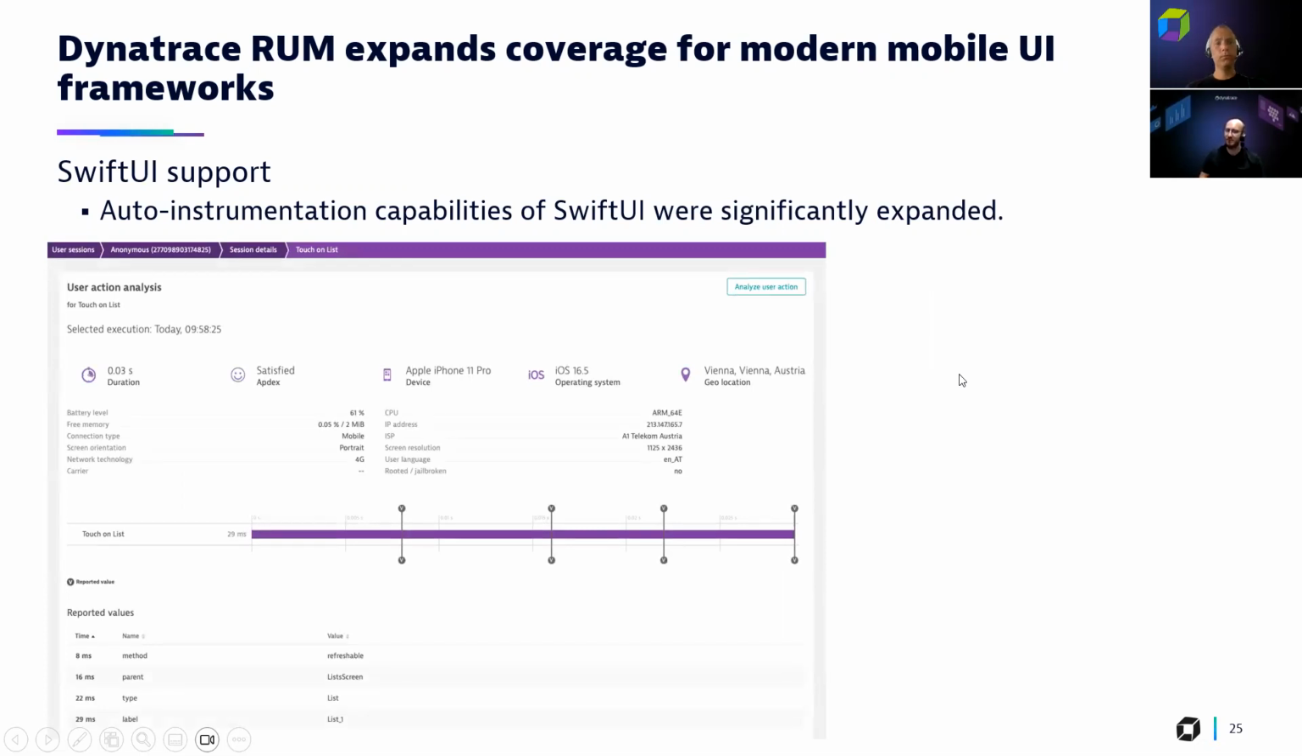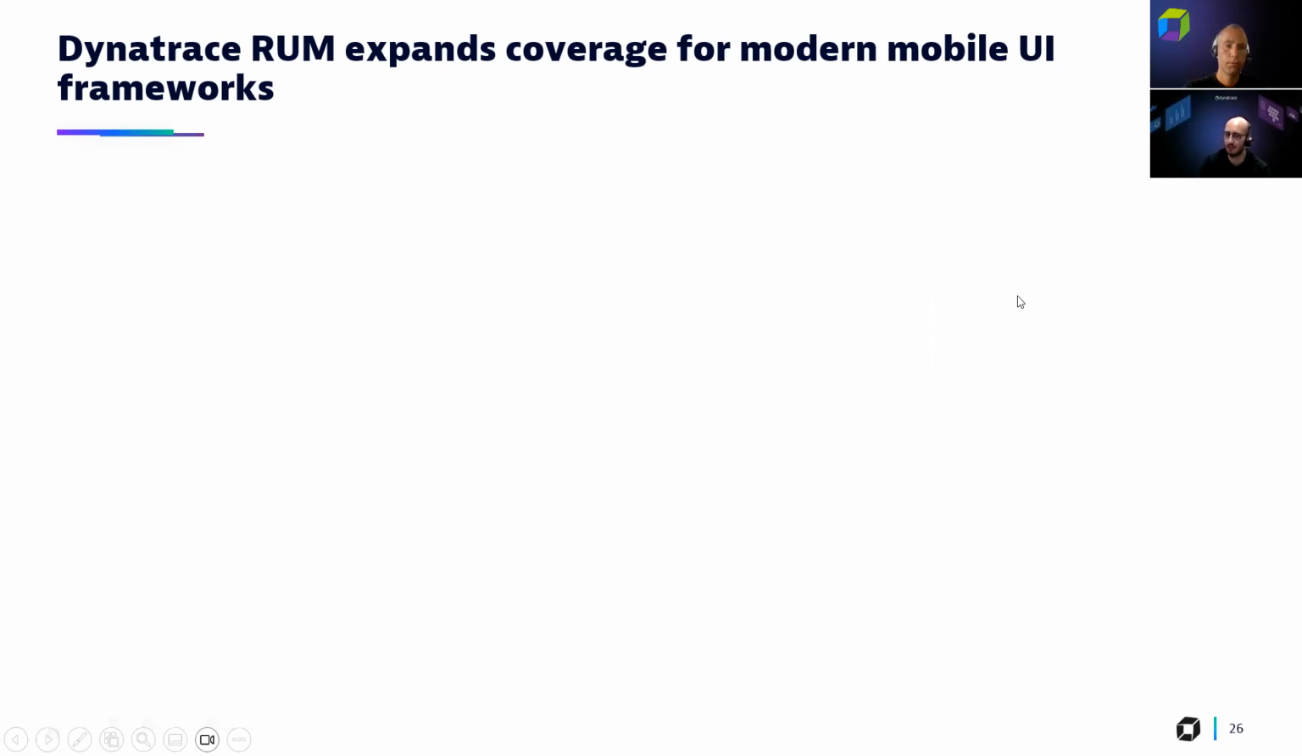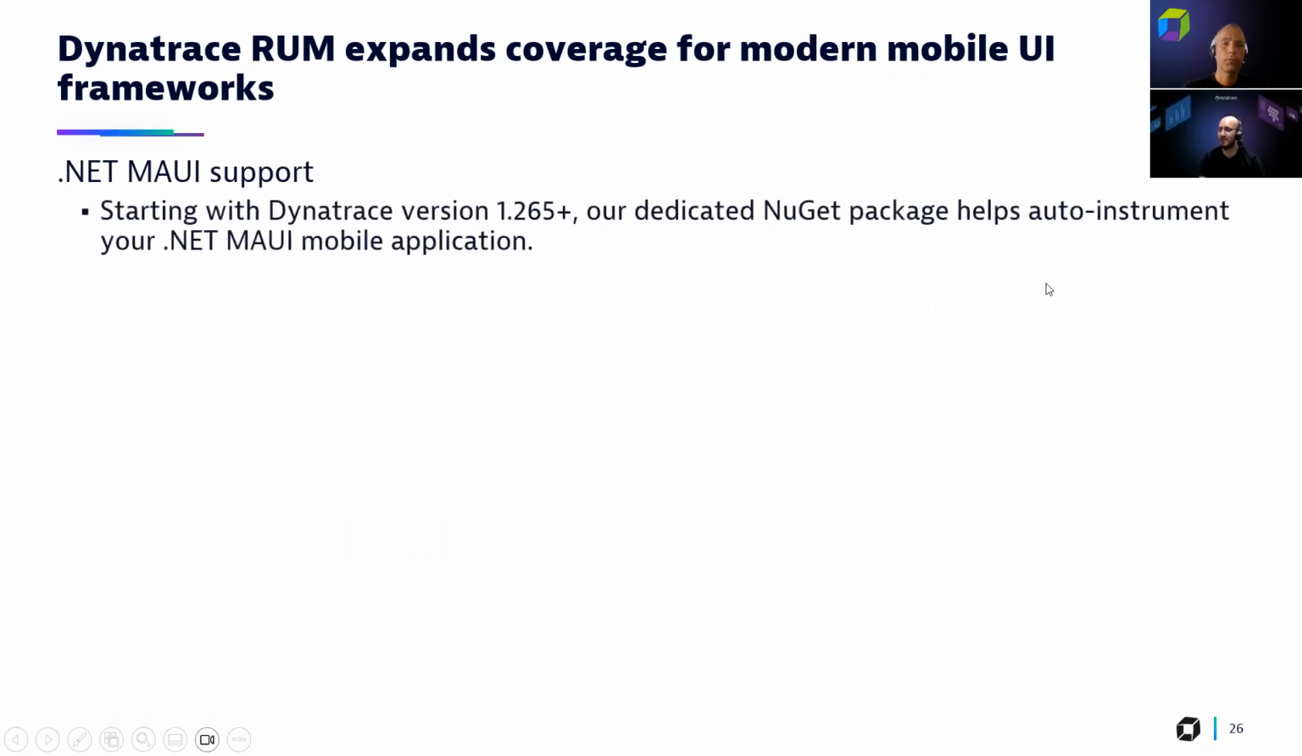But you can just think about that by having these auto instrumentation supports, the developers, your teams can easily capture user interactions, web requests, crashes, and other vital app lifecycle information, and it will allow you to focus on your application, your user experience, while ensuring your observability across different mobile app technologies. And last but not least, .NET MAUI support is also available, starting with Dynatrace version 265, our dedicated NuGet package helps auto-instrument your .NET mobile application.